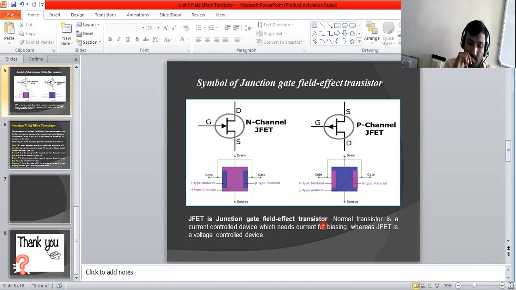Now you have understood the functions of the two. What will be the main function of the gate? It passes majority carriers from drain to source. As in BJT we have the base for the current control device which controls the current, here the gate will control the voltage. Gate is the carrier which carries the positive charge from drain and passes to the source.